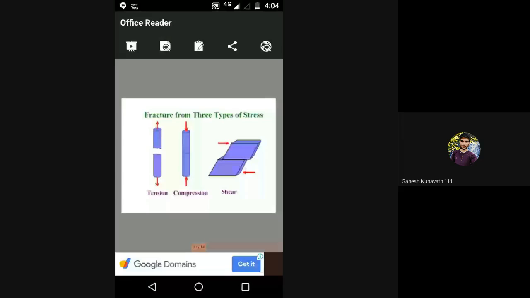Okay, no problem. Last sentence: the direction of the failure perpendicular to the direction of the load is called a normal failure. Parallel to the direction of the load is called a shear failure.